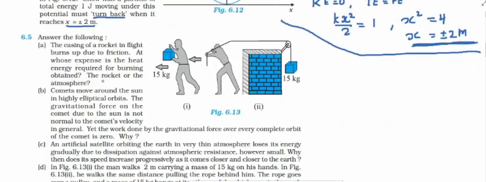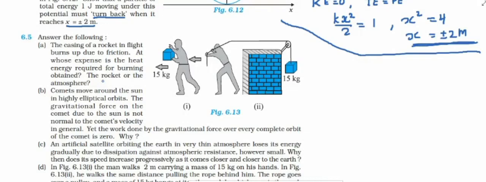Now next, question 5. Rocket propulsion. At whose expense is the heat energy required for burning obtained? When the rocket is in flight, it burns up due to friction. So what is the source of that heat energy?